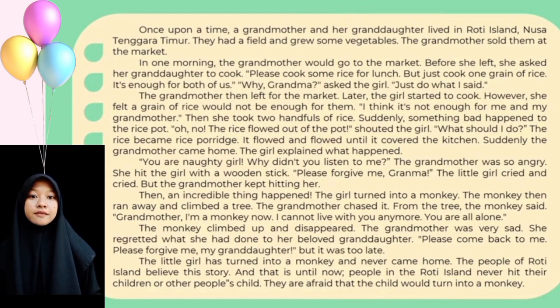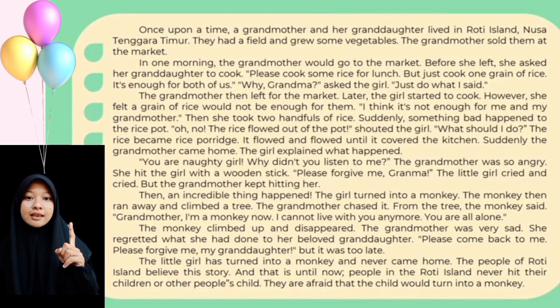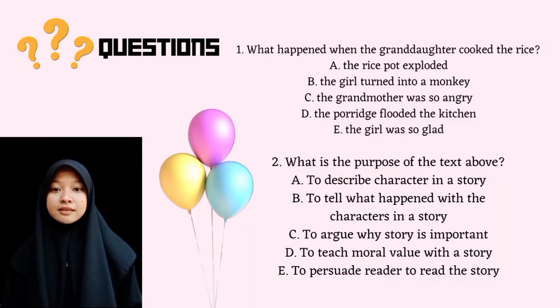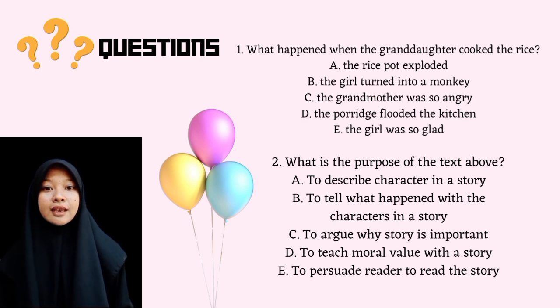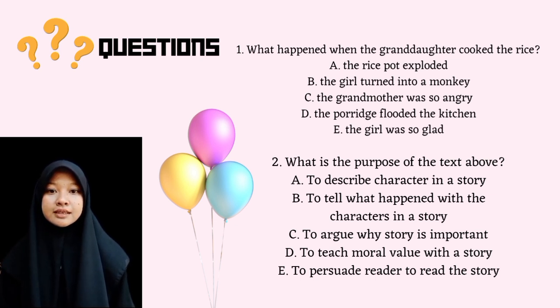Look at this narrative text for question number 1 and number 2. Question number 1 is, what happened when the great doctor cooked the rice? A. The rice pot exploded. B. The girl turned into a monkey. C. The grandmother was so angry. D. The forest flooded the kitchen. And E. The girl was so glad.